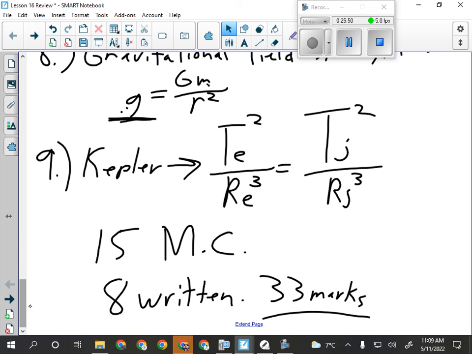There are 33 marks in the written. Sorry, I was thinking the whole test was 33. There's 33 marks in the written, 8 questions in the written, and there's 15 multiple choice for a total of 48 marks. This is by far the shortest test you will write for me. Your last few have been 60, 58, 62 or something like that. So this is quite a bit shorter.